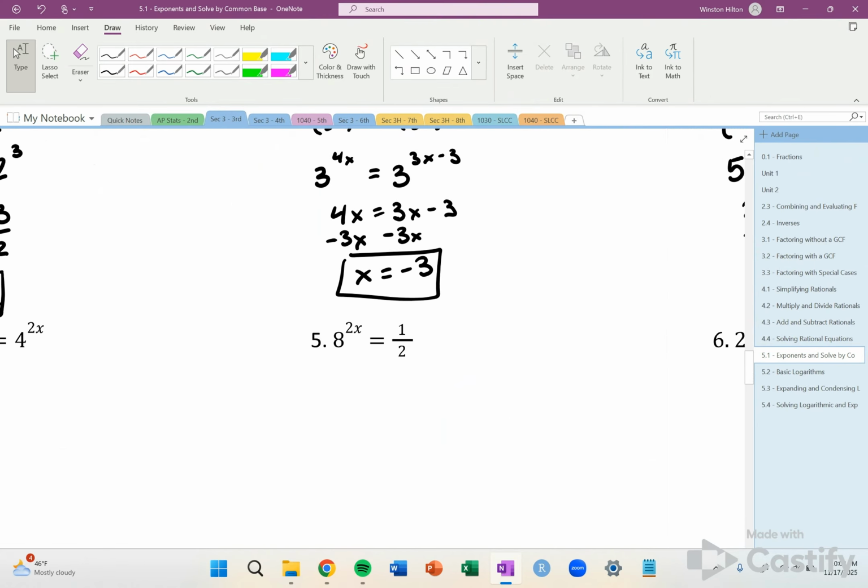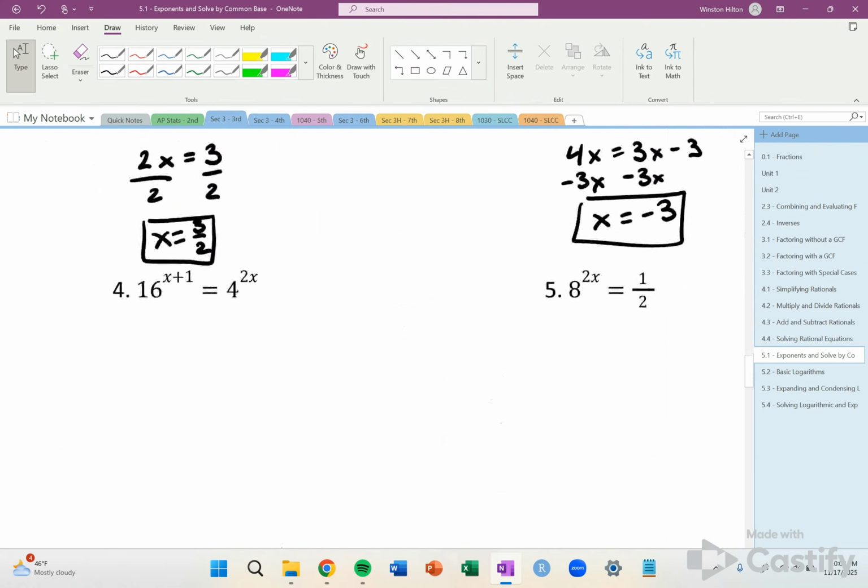Okay, some more examples down here. We can rewrite 16 as 4 squared. So this becomes 4 squared to the power of x plus 1 equals 4 to the power of 2x. Multiply those powers, we get 4 to the power of 2x plus 2 equals 4 to the power of 2x.